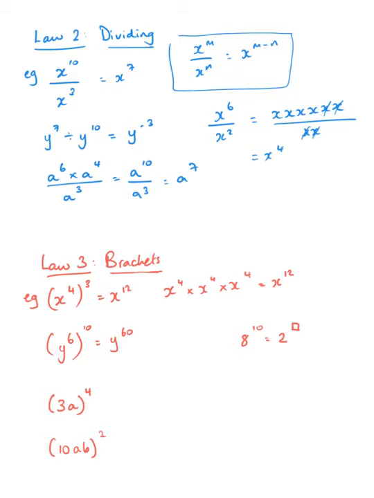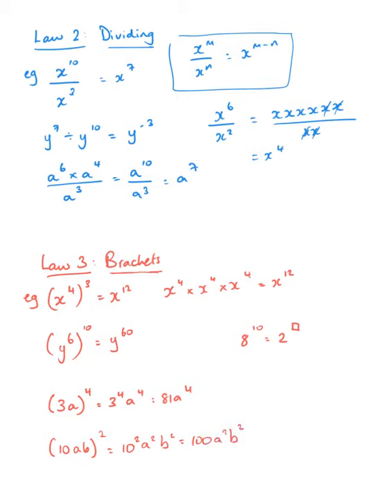Now sometimes we'll have 2 letters or a number and a letter inside the bracket. And what we have to do here is raise everything inside the bracket by the number on the outside. So this is going to be 3 to the power 4, a to the power 4, which is obviously 81, a to the power 4. The same sort of thing will happen here, where I've got these different letters. So I've got 10 squared, a squared, b squared, which is 100, a squared, b squared.